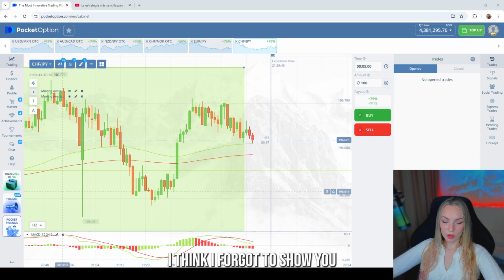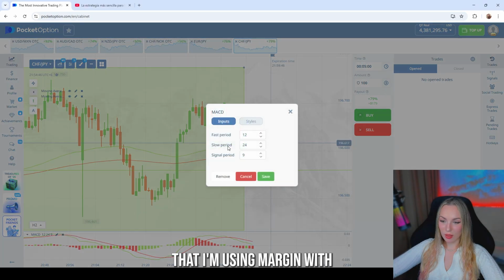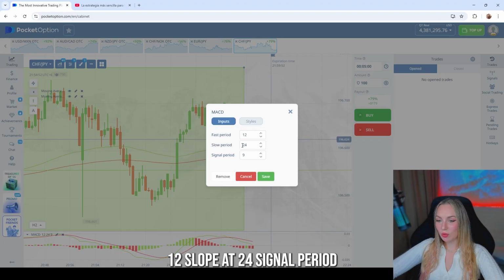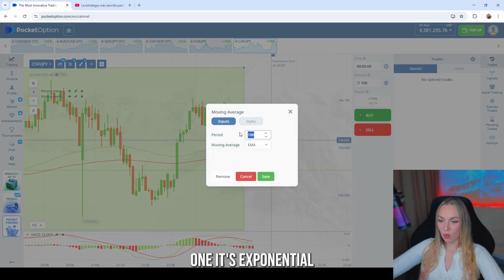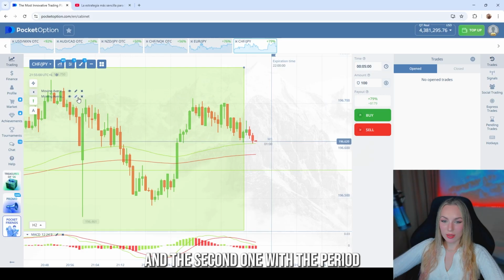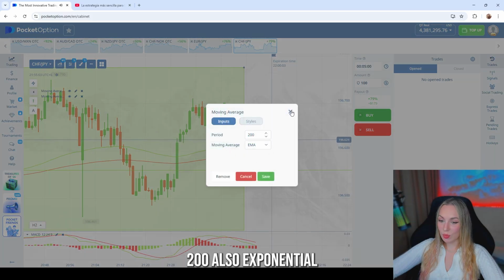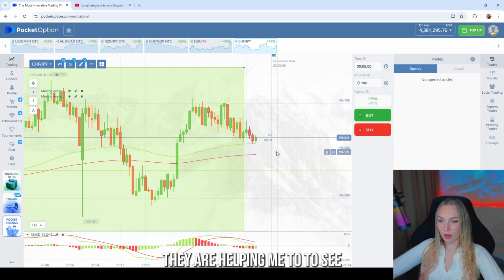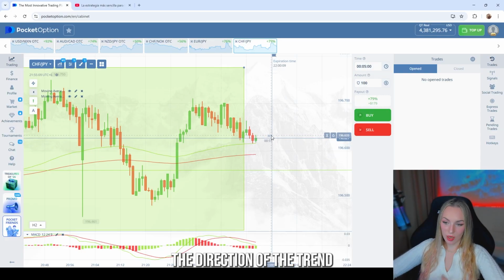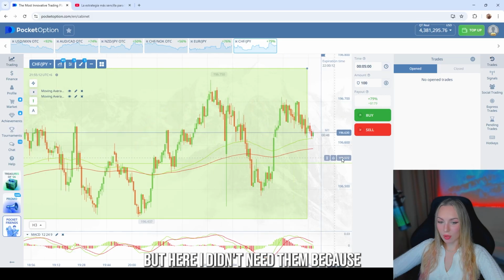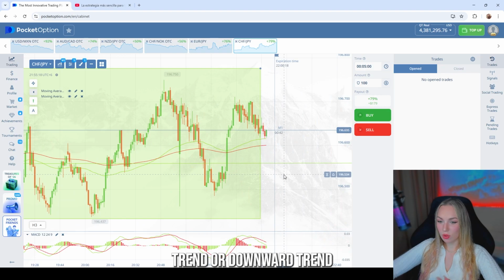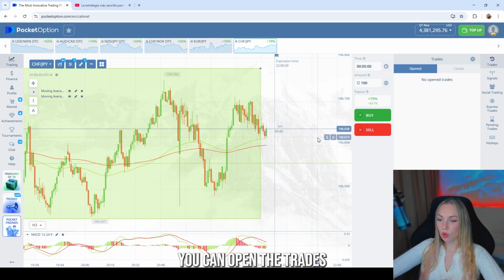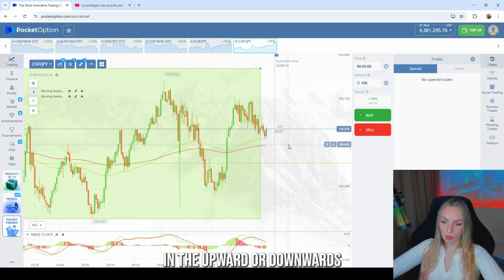By the way, I think I forgot to show you that I'm using MACD with my configurations that I'm always using: fast period 12, slow period 24, signal period 9, and 2 moving averages with a period 1. It's exponential, and the second one with a period 200 also exponential. They are helping me to see the direction of the trend, but here I didn't need them because as you can see here we have lateral trend. It's not the upward trend or downward trend. So in this chart CHF-JPY you can open the trades in the upward or downward, it doesn't really matter.